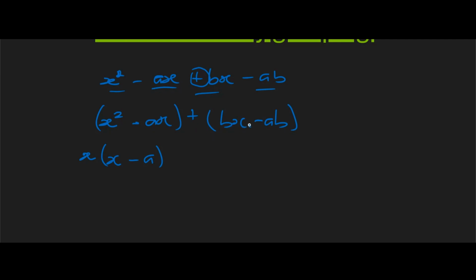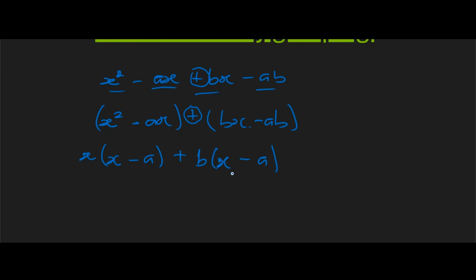That is bx minus ab. But don't forget about the sign. The sign is very, very important, so it should be here. Now in this bracket, we have bx minus ab. The common factor obviously is going to be b. So b out. b goes into bx, x times, minus b goes into ab, a times. So we have this expression.